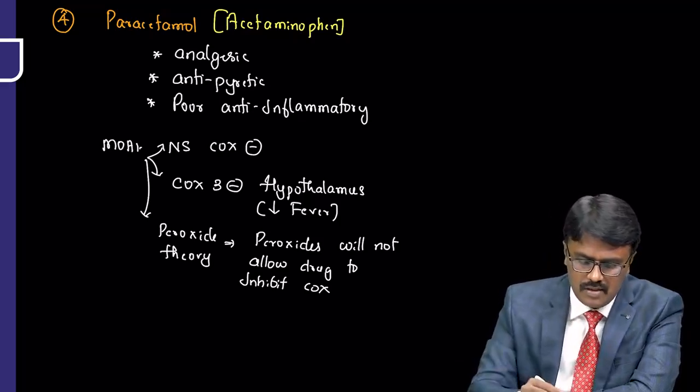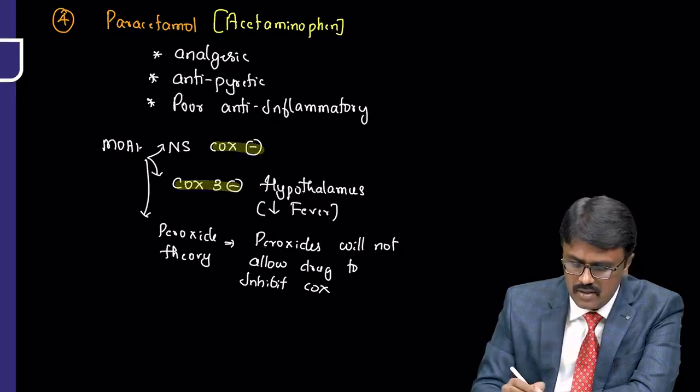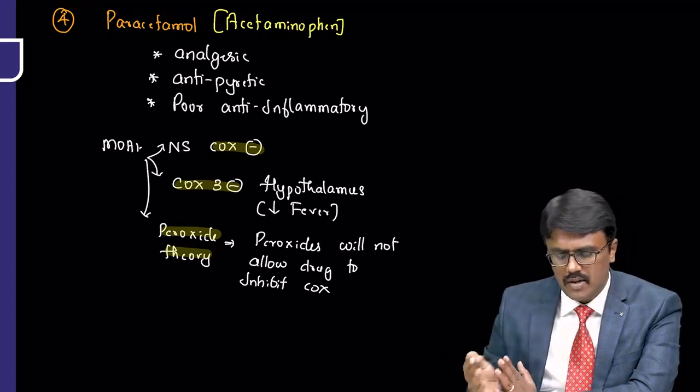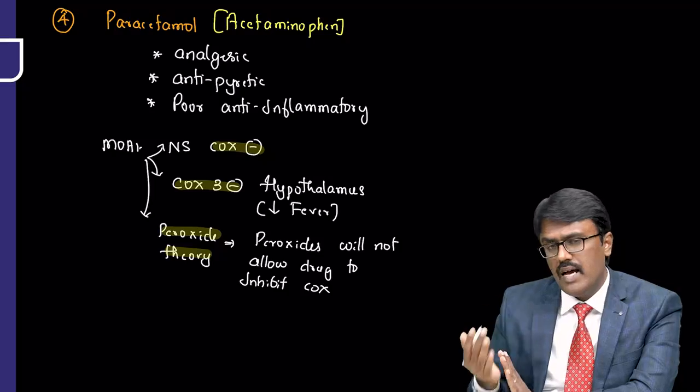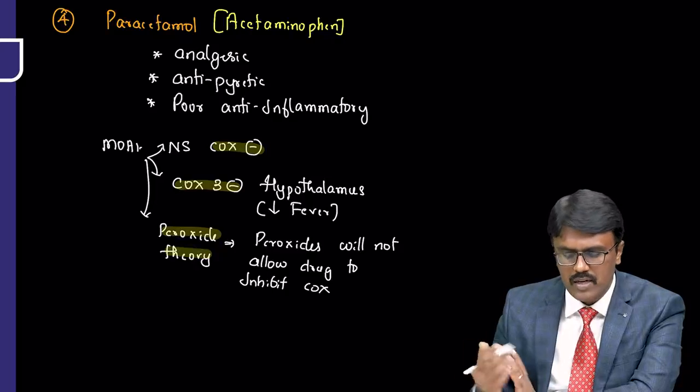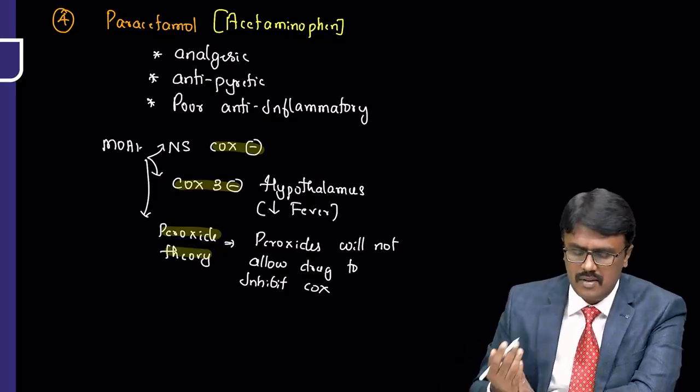So this is a different thing that we see with paracetamol. The non-selective COX inhibitor is a major action, but why is it special? It has been shown to inhibit a different type of COX, COX-3, that is in the hypothalamus. Why will it not work on inflammation? The peroxide theory. Continuing with paracetamol, what are the specialties of paracetamol?